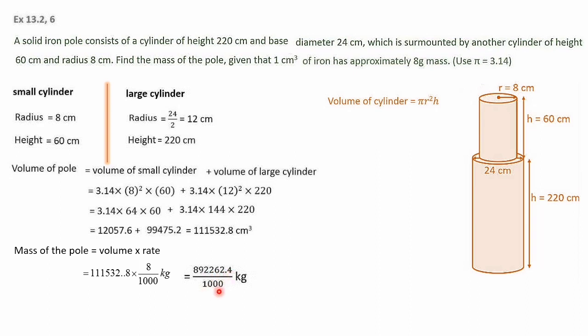892262.4 divided by 1000. And here division by 1000 is quite simple. There are 3 zeros, so you move the decimal 3 places to the left. So you will get 892.2624 kilogram. That is the mass of the pole or weight of the pole. So just we can round off this one to 2 decimal places, that is 892.26 kilogram.